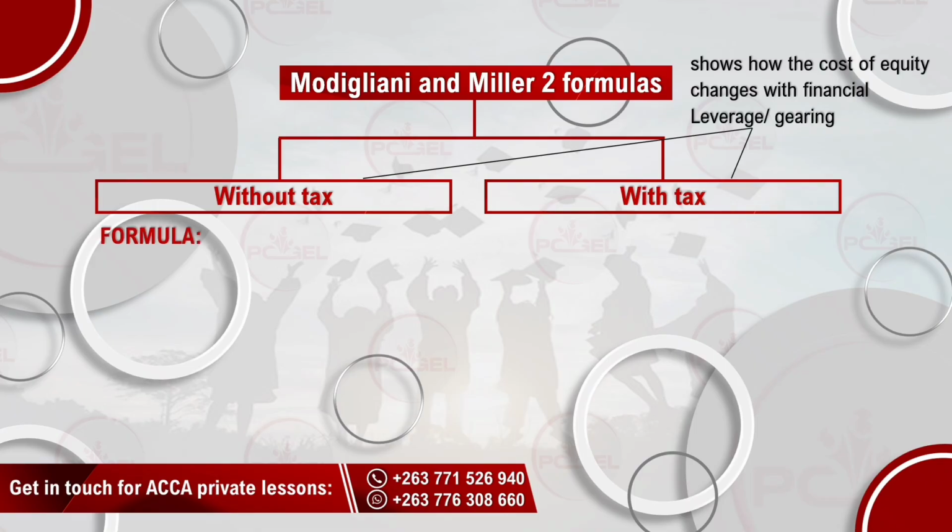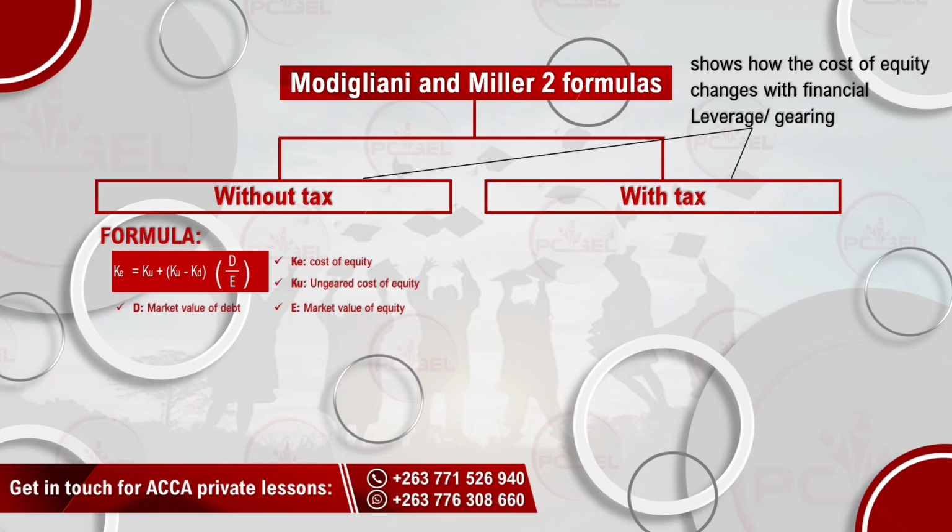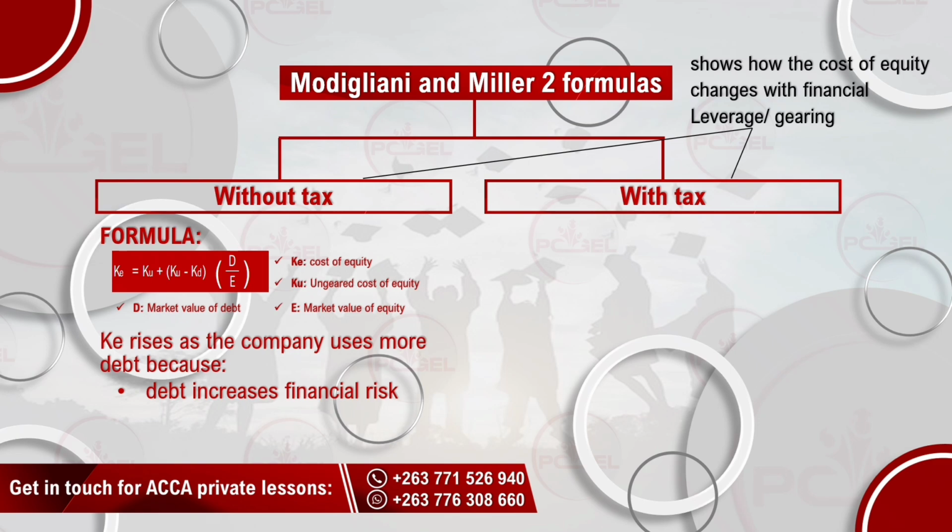Let us look at the first formula, which is under the scenario where no tax exists. The formula is as shown on screen. The formula shows that as the company uses more debt, the cost of equity rises, and this is because of two major factors. The first one is that debt increases financial risk, and the second is that shareholders demand higher returns to compensate this increase in financial risk.